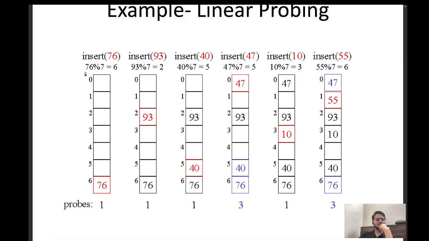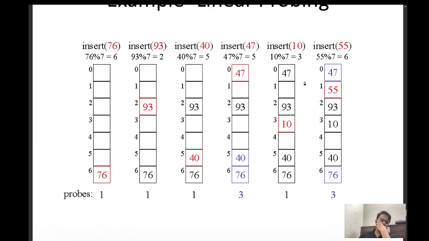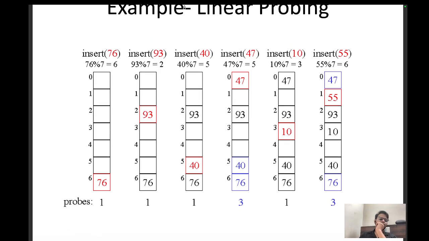We have been given elements 76, 93, 40, 47, 10, and 55, and we have been given a function of key mod 7. The key is 76, for example, and if we divide by 7, we get a remainder, and we have to place it in this box. Yeah, correct. So now let us see how we can insert these elements. For example, 76 by 7 gives a remainder of 6, and we can store it in the 6 bucket, and we do not have any problem here.